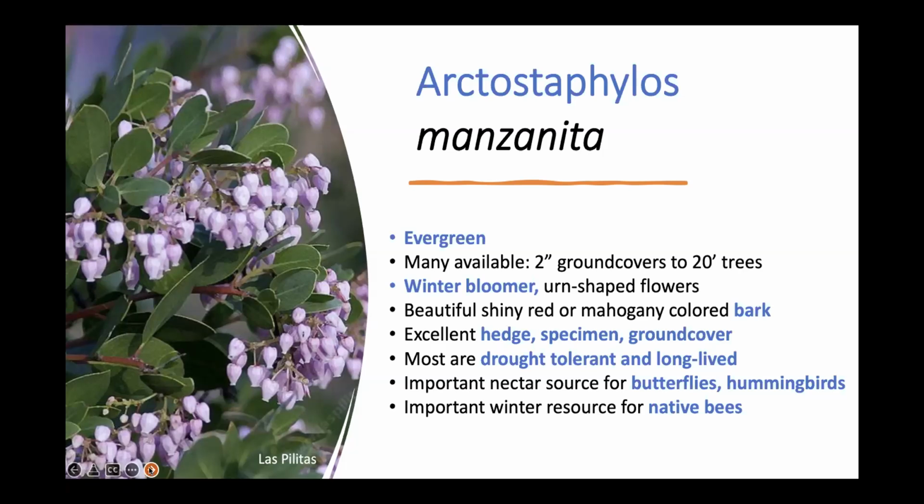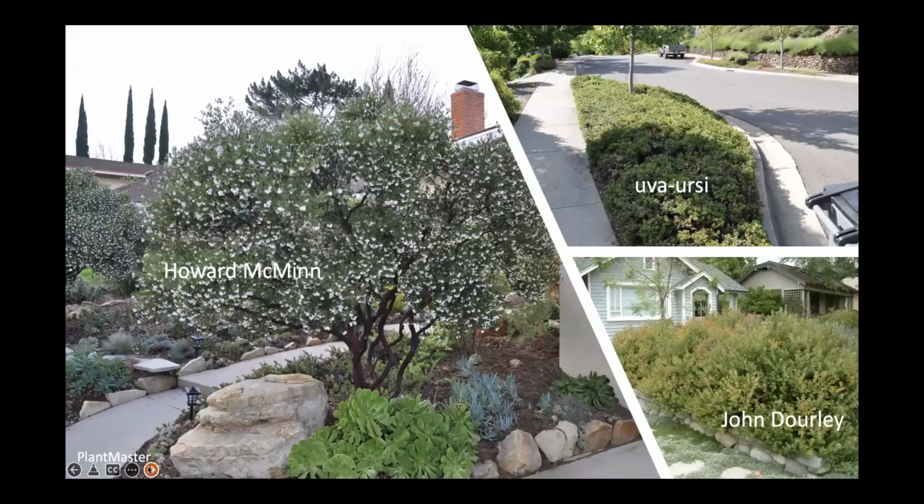They can make excellent hedges, specimens, ground covers. They're very versatile. And like I said, they're extremely valuable for wildlife. And here again are 3 examples. Howard McMinn is widely available, beautiful when it blooms. Those white blooms against that dark bark is just so yummy. I just love that look.